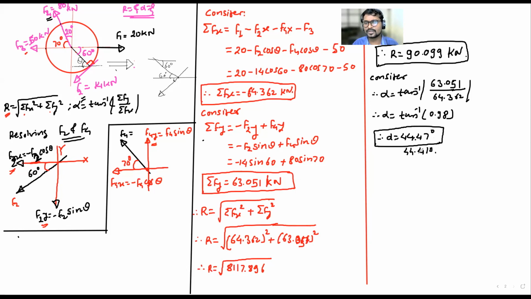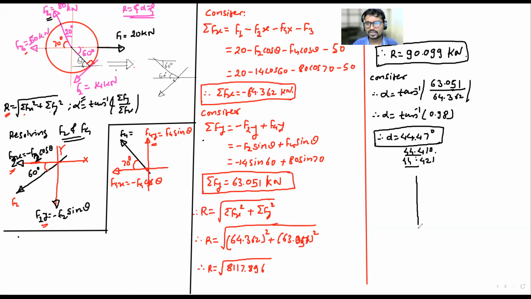Okay, does anyone have a different answer? 44.421 is coming, sir. Okay. Whatever answers you are getting, write them over there. Okay. Now, show the resultant R. That is the position we have to show.